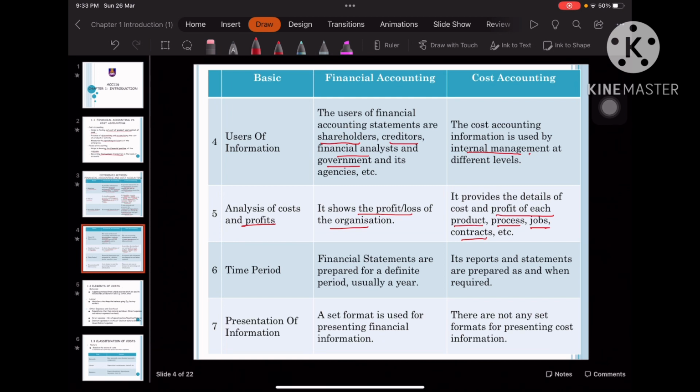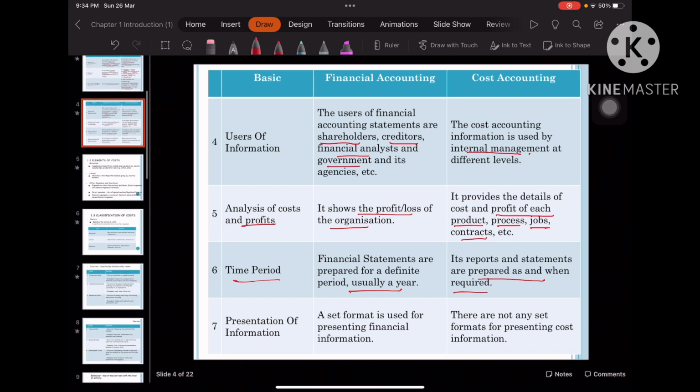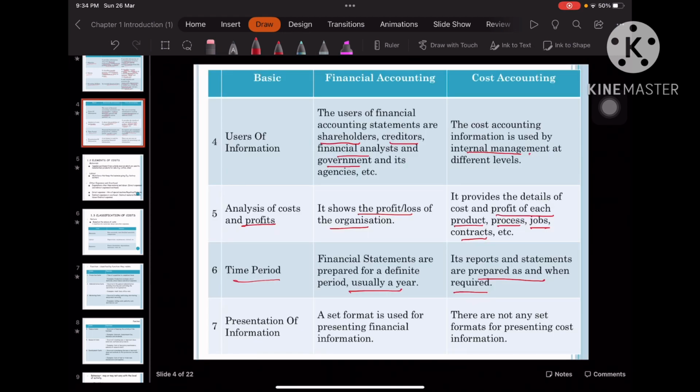All right, in terms of the time period, the financial statements are prepared definitely for one whole year. But compared with cost accounting, we prepare it as and when required. It doesn't matter when, when we really need it, then we prepare. For example, if we would like to produce a new product, then we prepare the job cost for the new one.